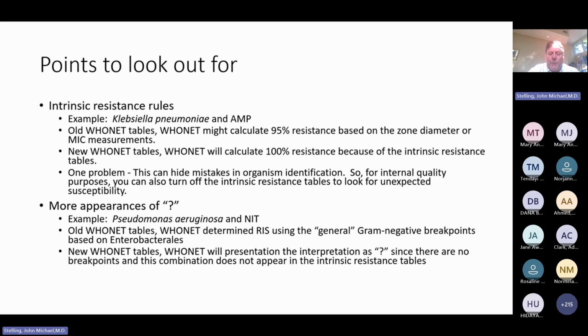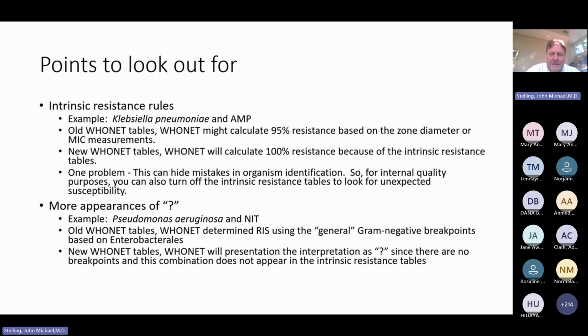But there's another category, question mark. For example, Pseudomonas aeruginosa and nitrofurantoin. Maybe there's UCAST, I don't know, but with CLSI, there are no nitrofuran breakpoints for Pseudomonas. So for the old tables, WHONET would use the breakpoints and the zone diameters for an E. coli. With the new tables, you get a question mark because there is no breakpoint.